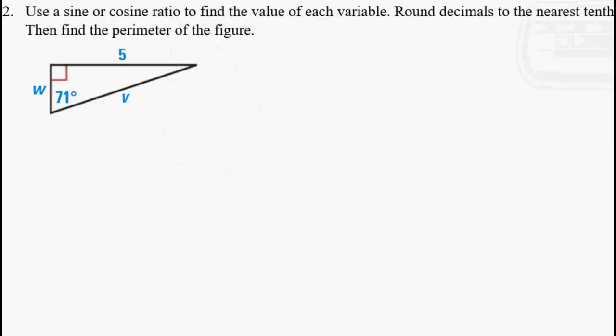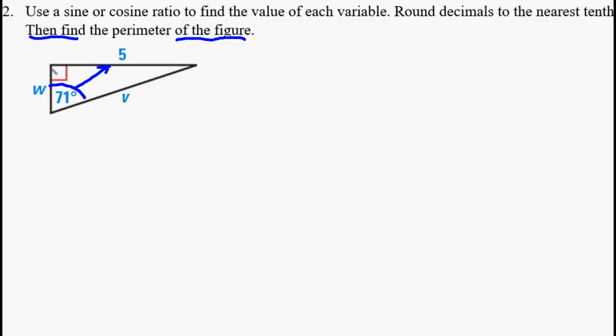What's next? Use a sine or a cos ratio to find the value of each variable. Round to the nearest tenth. Then at the end, find the entire perimeter of the triangle. Okay, so let's see. I'm going to try to stick with what they give us here, the 71-degree angle. So if I'm at the 71-degree angle, I have the opposite side.